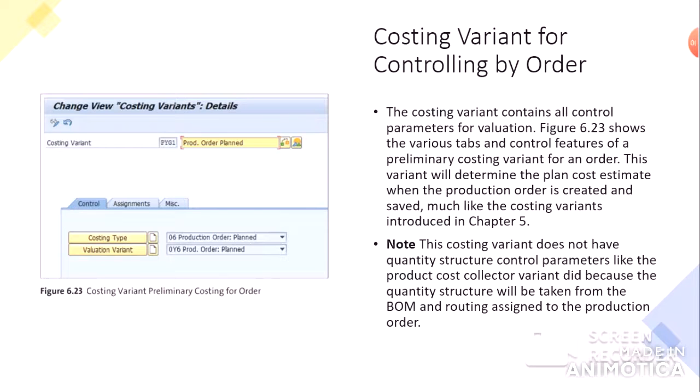This costing variant contains all control parameters for valuation. In this figure we see the various tabs and control parameters of the preliminary costing variant for an order. This variant will determine the plan cost estimate when the production order is created and saved, much like costing variants. The costing variant does not have quantity structure control parameters like the product cost collector variant did, because the quantity structure will be taken from the BOM and routing assigned to the production order.